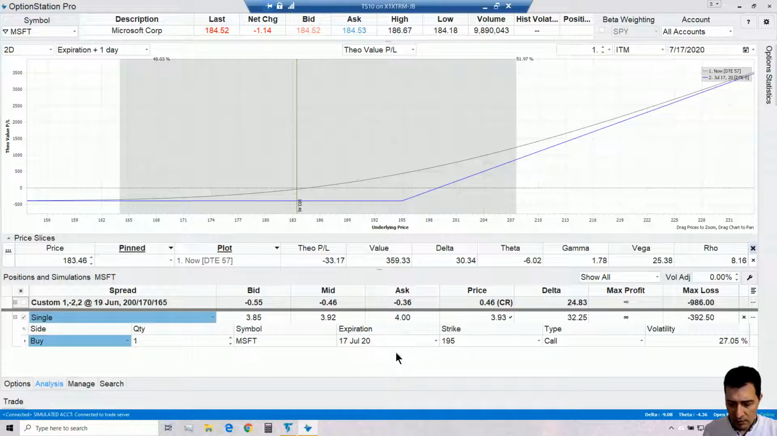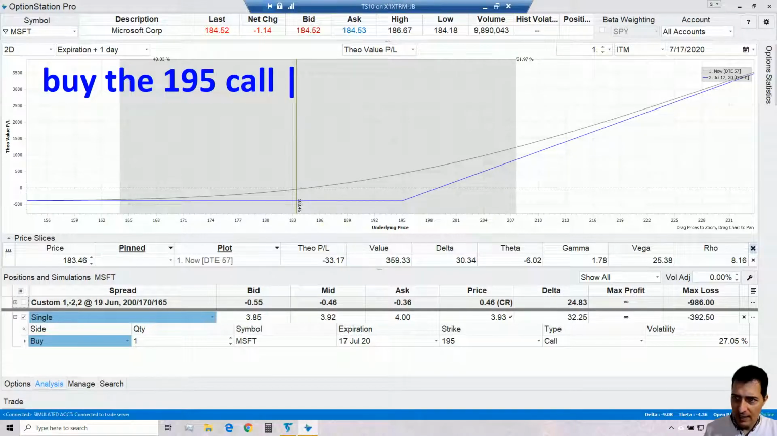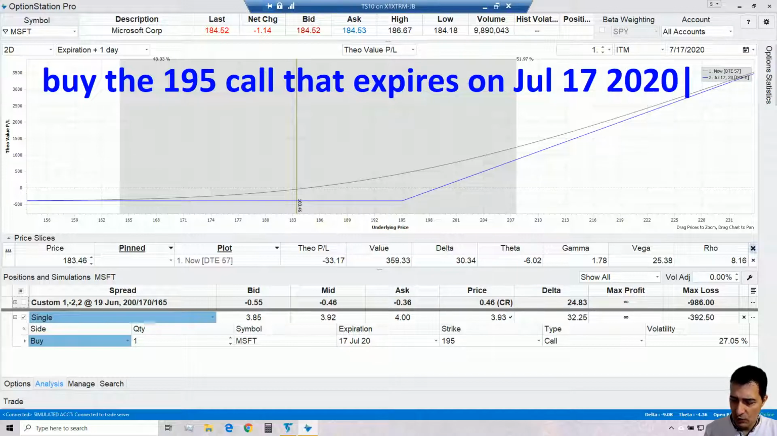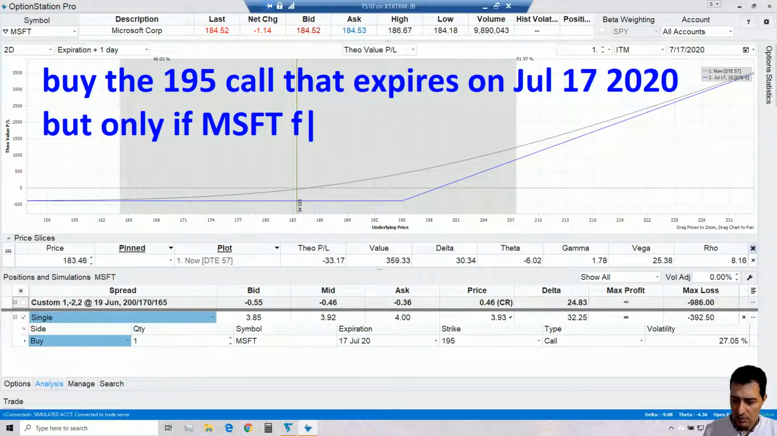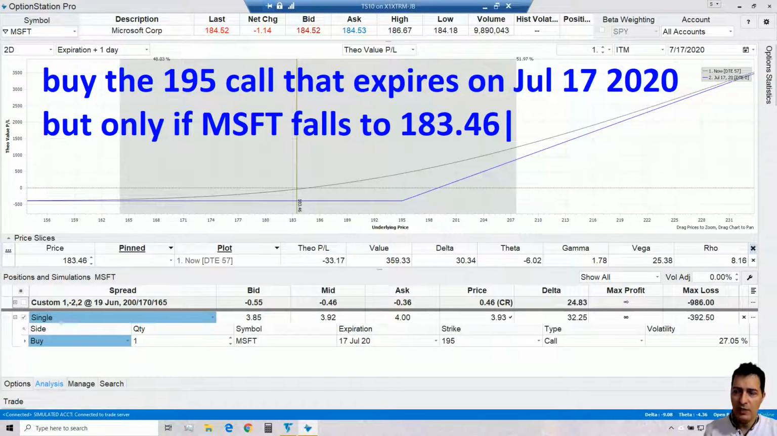Okay. So just very quick to make sure everybody follows. The trade would be to buy the 195 call that expires on July 17, 2020. But only if Microsoft falls to 183.46, this will be the triggering condition for us to execute the trade.